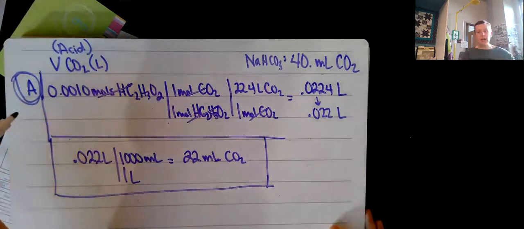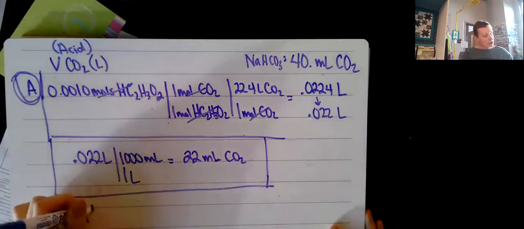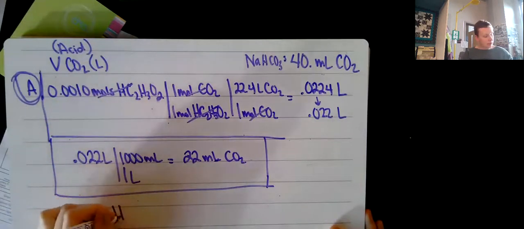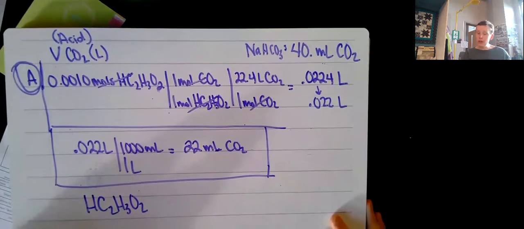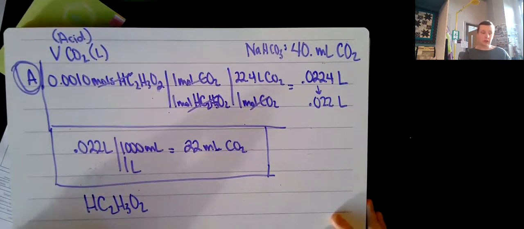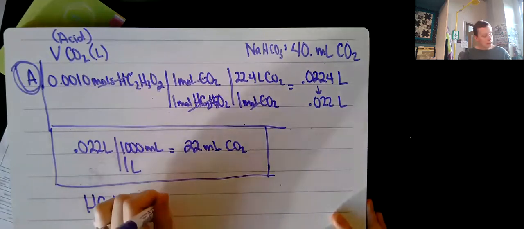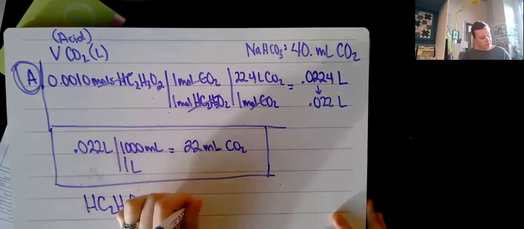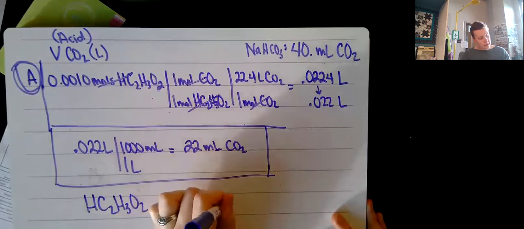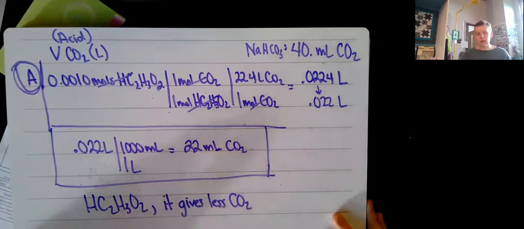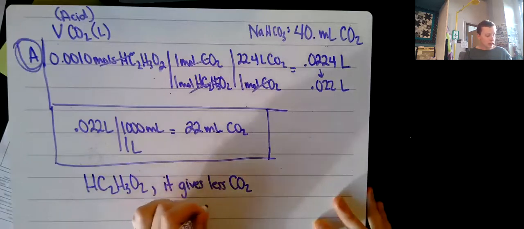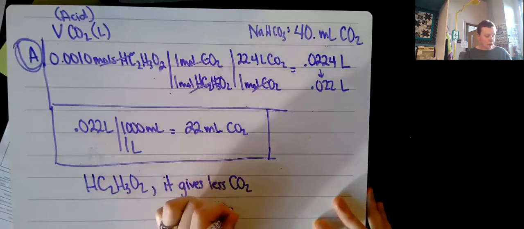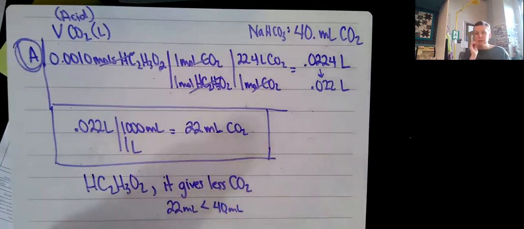So for reaction A, HC2H3O2 is the limiting reactant. So you can put that in our third column that we need to fill in here because it gives less CO2. Or you could write something like 22 milliliters is less than 40 milliliters. So it gives less CO2.